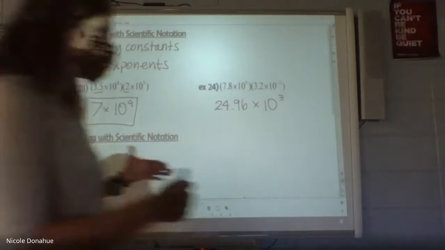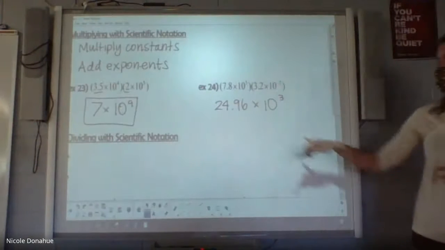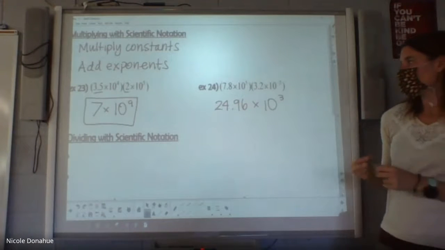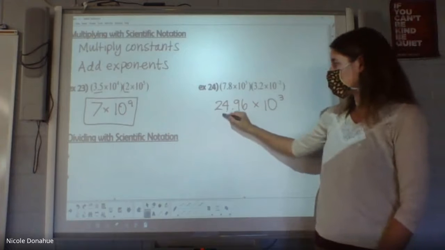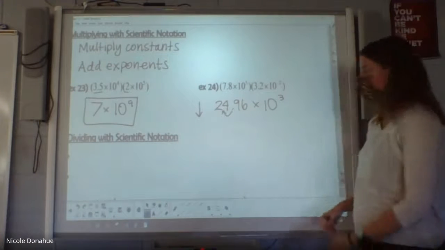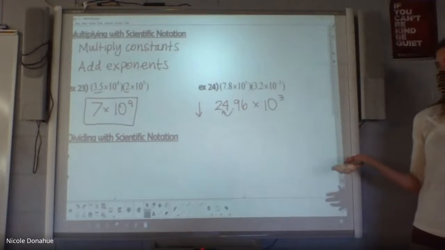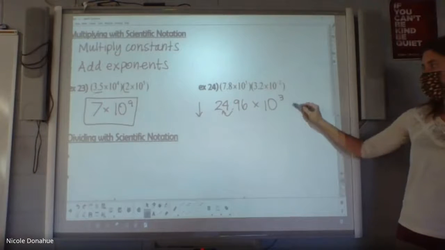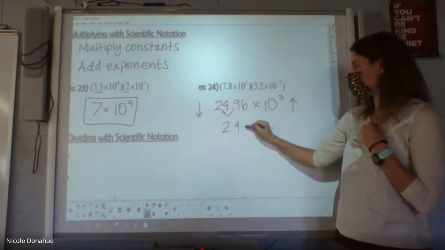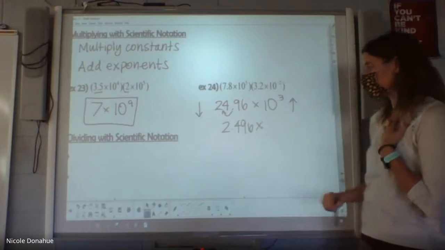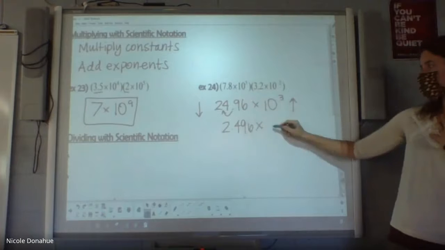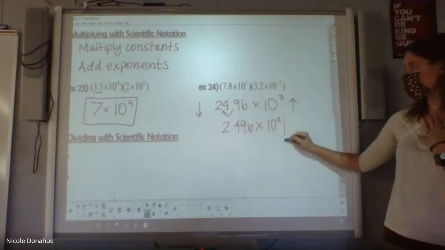So I would hope they would. So we want to make this number smaller. It needs to be a 1-digit number. So I'm going to make this 1 digit smaller. If I make this one smaller, it's got to be like a balance. I have to make this one bigger. So 2.496 is my new number. That's in scientific notation. And if I move this one smaller, this one's going to get 1 bigger.